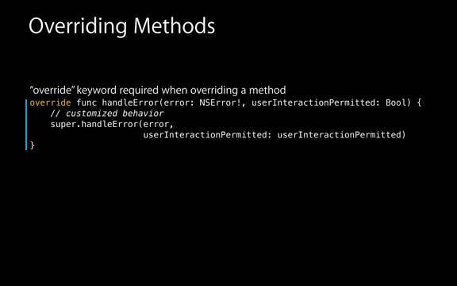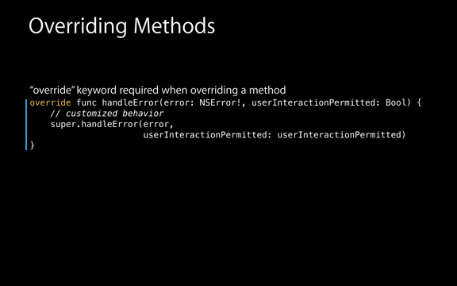And we're going to talk about a couple of the things that subclasses do. They override methods. So here we're going to override the handleError userInteractionPermitted method. And you do this exactly the same way as you do it if you were overriding a Swift method. It doesn't matter. The syntax is the same. The fact that the superclass was written in Objective-C is completely irrelevant to the syntax of the language and how you work with it.